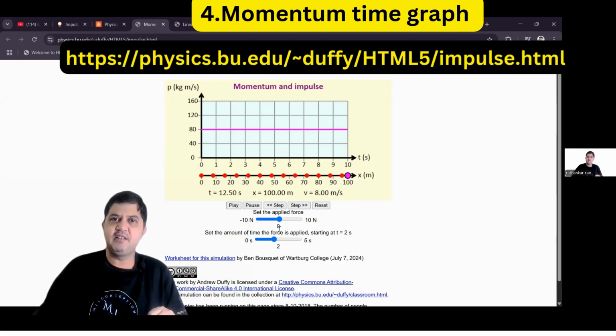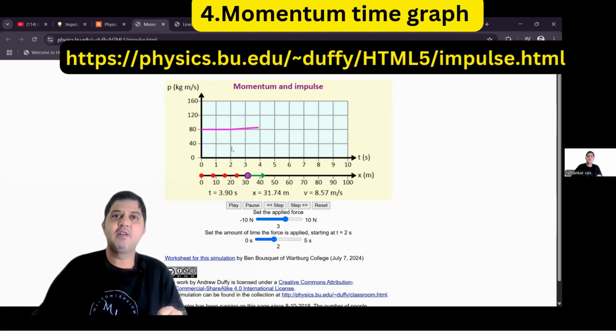Now let us apply an extra force. Let me reset this, and I will apply a force of 3 Newton over here. As a result, now what will happen? This 3 Newton is acting on the object for a time interval of 2 seconds. After that there's no force being applied; only for 2 seconds the force of 3 Newton is applied. Let me click on this.